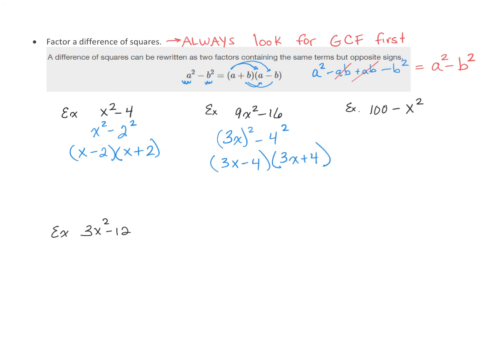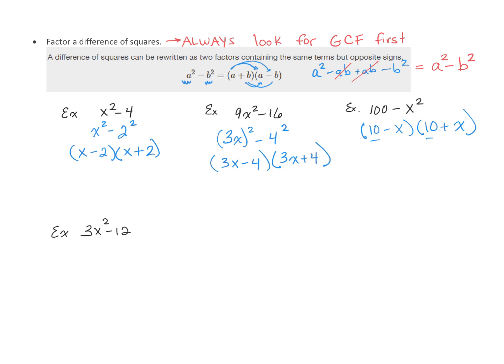Okay, no GCF on this next one. It's 10 squared minus x squared. So 10 minus x and 10 plus x. So make sure that you do this in order. Very often people are used to seeing the x first, but if the 100 is first, then the 10 has to be first in your factors. X would be second.